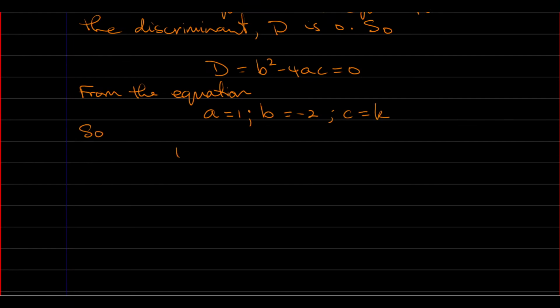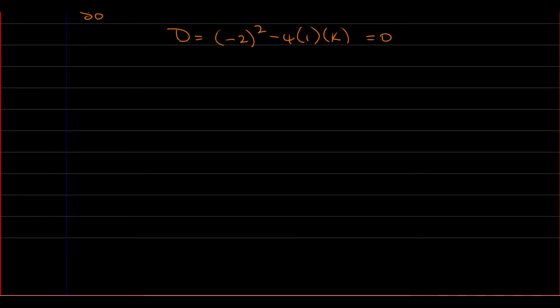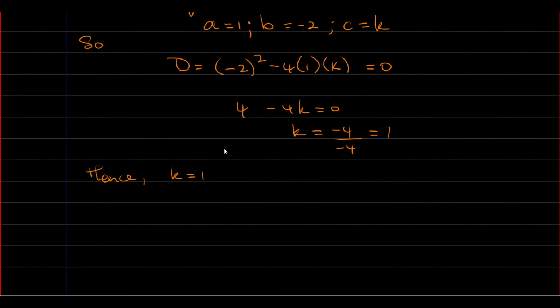So that means d would be equal to minus 2 squared minus 4 into 1 into k. And this is supposed to be equal to 0, right? Just because we follow the condition of equal roots. And solving that, I would get 4 minus 4k equals 0. So that means k is equal to 1. I should write it out properly. Hence, k is equal to 1. So that's a solution for that one.